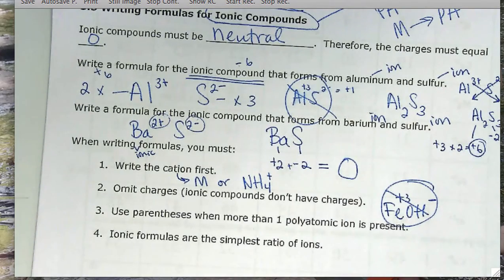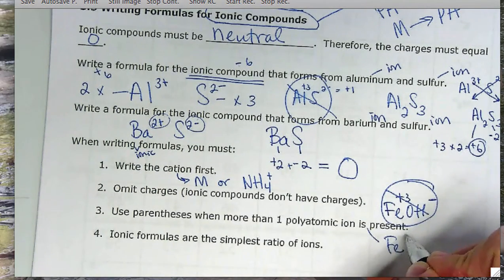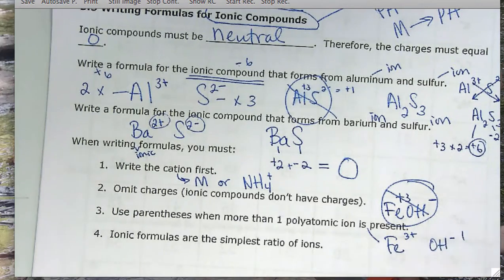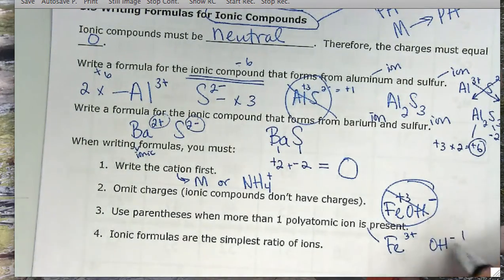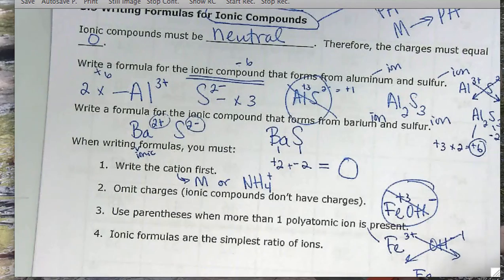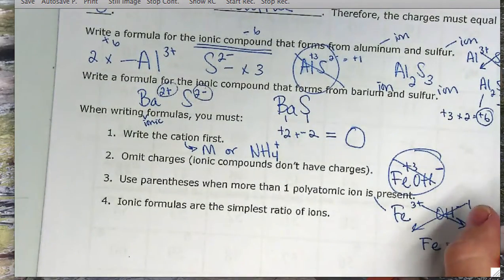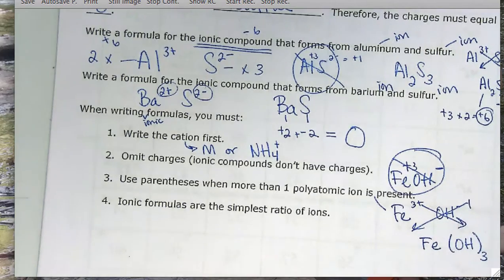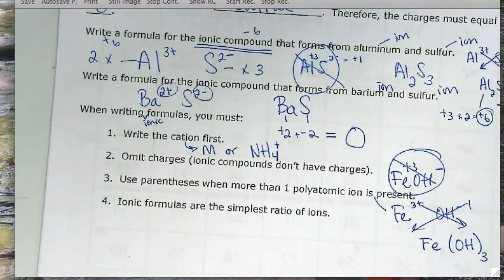Now, number 3 can sometimes be challenging. It just takes a little bit of practice. Use parentheses when more than one polyatomic ion is present. So in this example up here, if I have iron 3 and hydroxide, to write this formula I'm going to write Fe, that would just be 1, and then OH 3. I used parentheses here because there's more than one polyatomic ion required. So I need 3 hydroxides in order to get a neutral charge on this ionic compound.